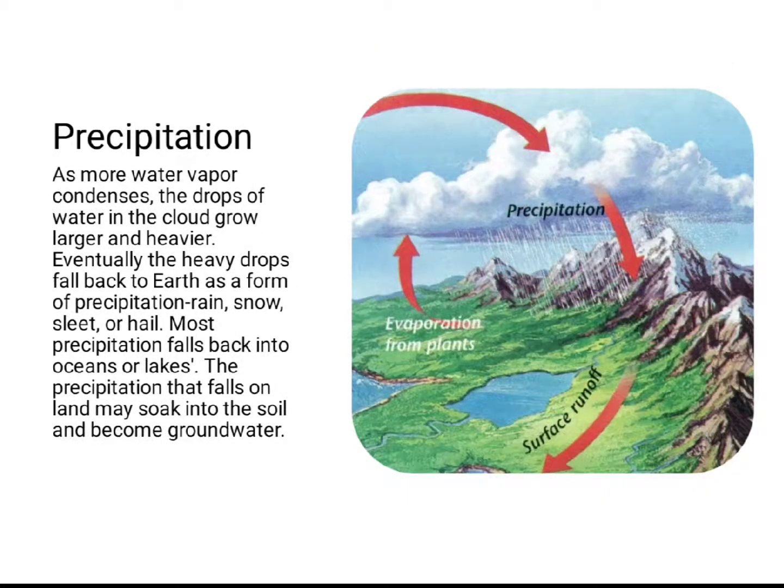So, the last one is precipitation. As more water vapor condenses, the drops of water in the clouds grow larger and heavier. Eventually, the heavy drops fall back to Earth as precipitation: rain, snow, sleet, or hail. Most precipitation falls back into oceans or lakes. The precipitation that falls on land may soak into the soil and become groundwater.